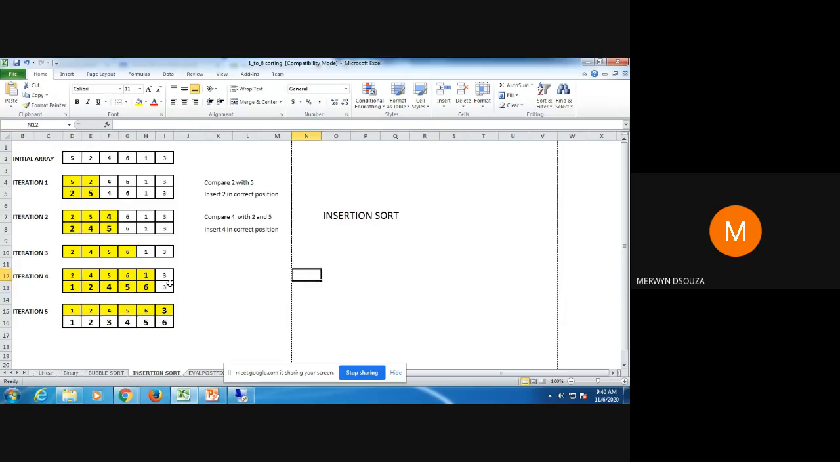In the next iteration, similarly, we include one more element for sorting. Here in iteration 4, we have taken 5 elements. In iteration 5, we'll take 6 elements.